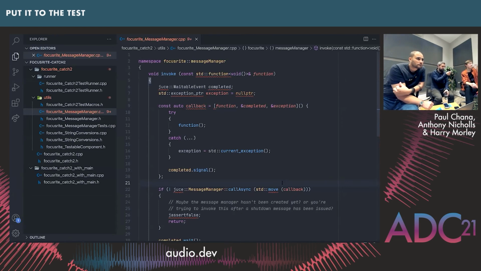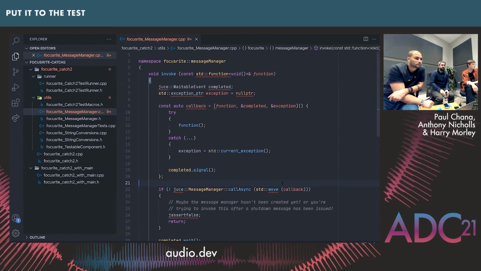In fact, there's an interesting thing where we have tests around this, and our tests actually caught a problem in the implementation of this function. Then we create another lambda that's capturing the first one we passed in. All we're doing is running the function that was given to us, making sure that we catch any exceptions from it, and storing them in that exception object. And after that, whether the function ran successfully or not, we signal the waitable event. But that's just the implementation of the function.